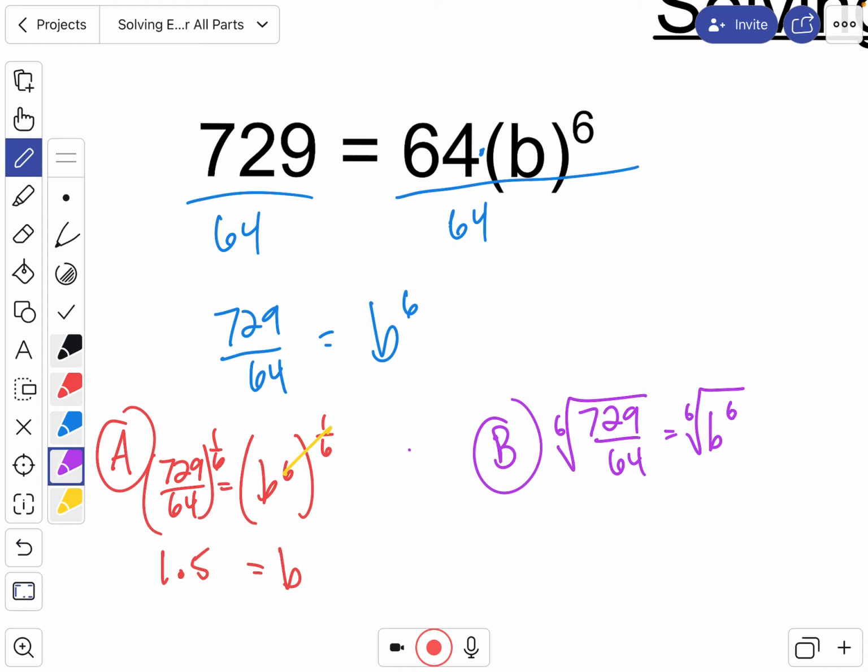Now, it's the same thing. The 6th root is the same as the 1/6 power. It's just another way of writing it. So I know it's going to be 1.5, but how do we type that in our calculator? If you like the root option, option B, then I'll show you how to type that in your calculator. If you like the fraction exponent option, option A, then I already showed you that one.